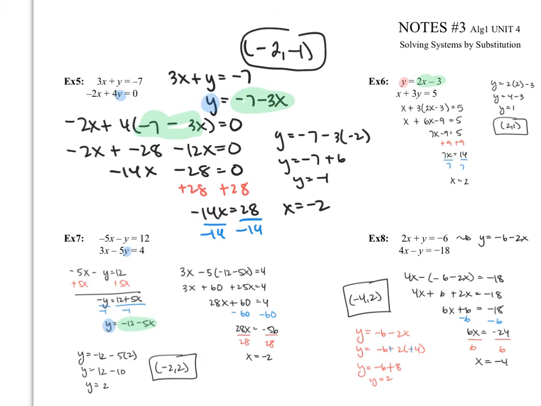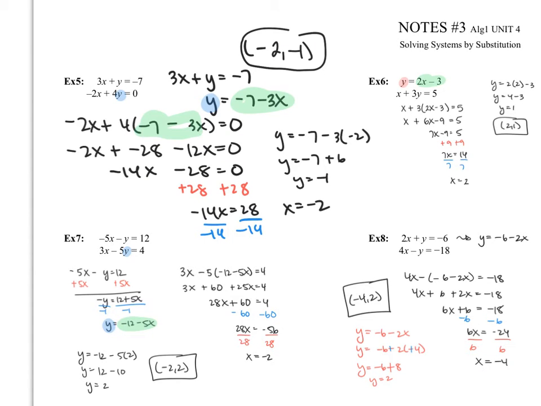Then I distributed 4 to get negative 2x plus negative 28 minus 12x equals 0. Negative 2x and negative 12x combine to get negative 14x minus 28 equals 0. Add 28 to both sides and divide by negative 14 to get x equals negative 2. Then I went back to where y was isolated to replace x with negative 2. Now here it's a negative 3 times a negative 2, which gets a positive 6. And so then negative 7 plus 1 is negative 1 for a final answer of negative 2, 1.